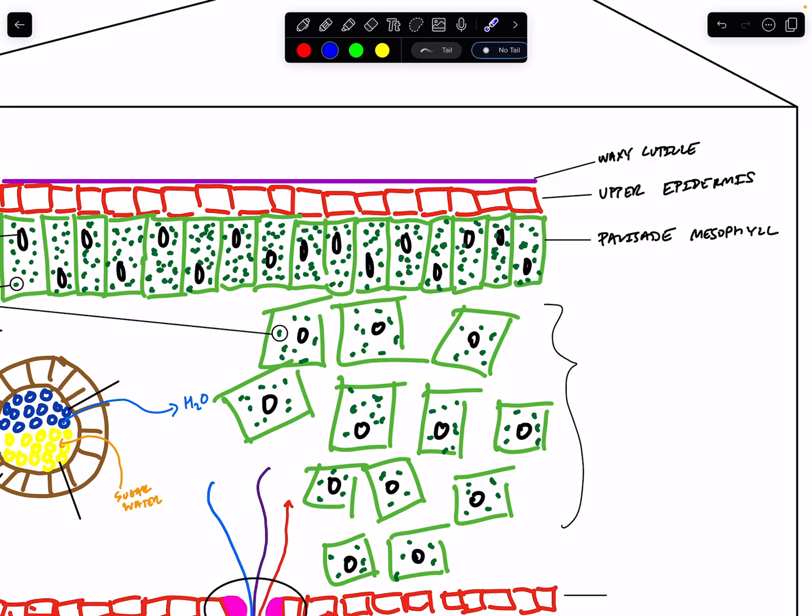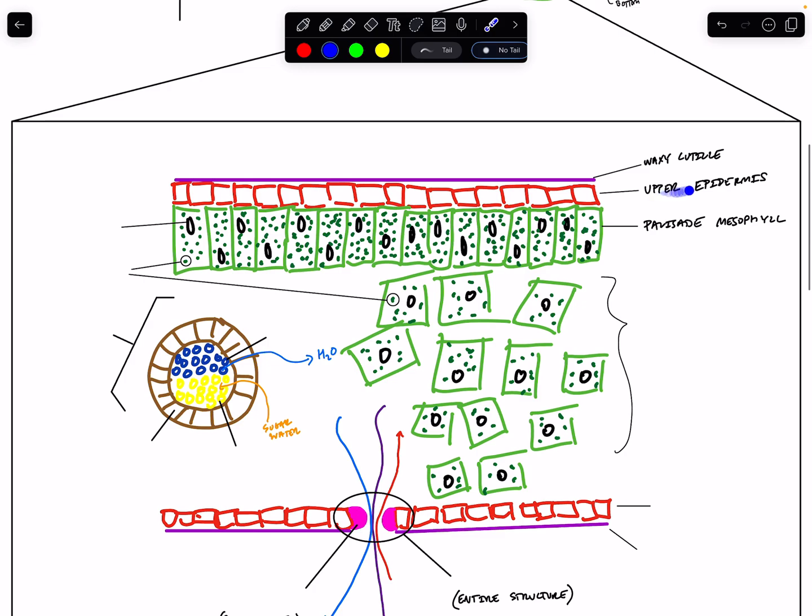I should say to you right now that I'm just writing down these names, but I'm also giving you descriptions of what each of these does, and you should be writing down the functions of each layer as well as just the name. So the upper epidermis is secreting the waxy cuticle, and the waxy cuticle is this protective layer that's preventing damage, but also most importantly, preventing water loss.